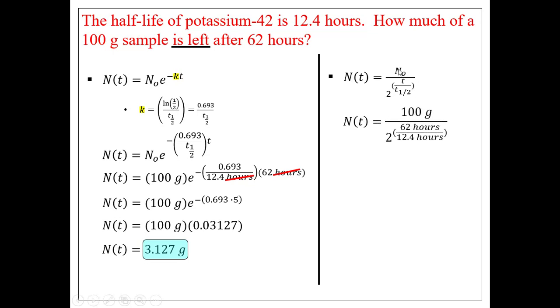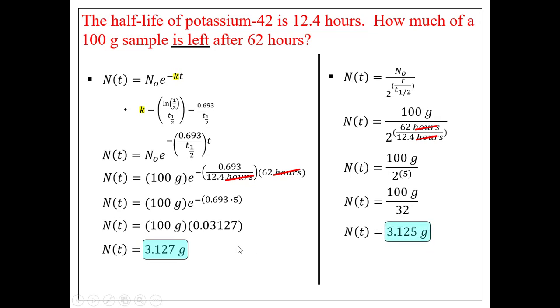So here I'm just going to plug and chug. N naught is 100 grams, and then 2 because this is half-life, and 62 hours divided by 12.4 will give you 5. So really, you're raising the 2 on the bottom to the power of 5. 100 divided by 2 to the 5th power: 2 to the 5th power is 32, and then 100 divided by 32 will give you about the same answer of 3.125 grams. So there are a couple of different ways to do this particular problem.